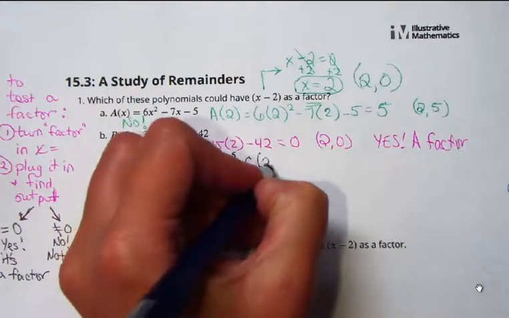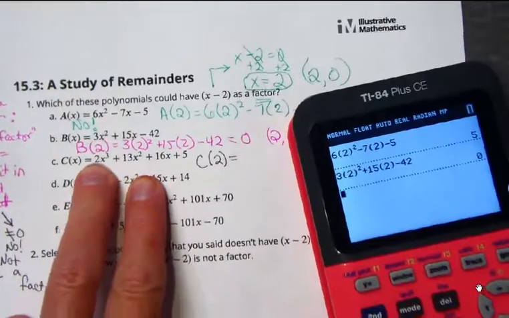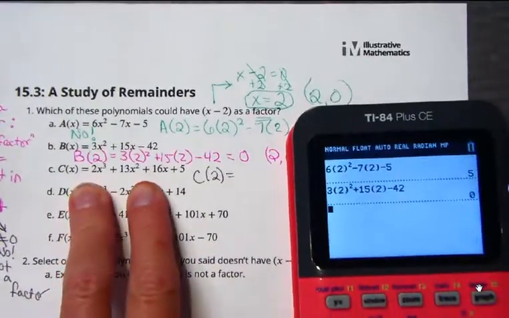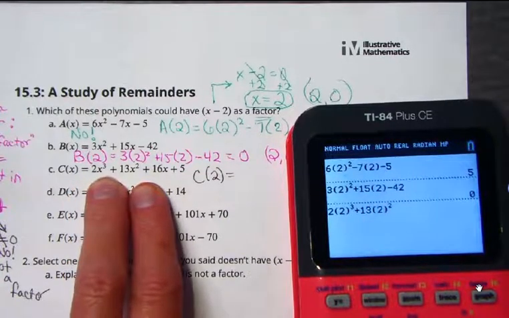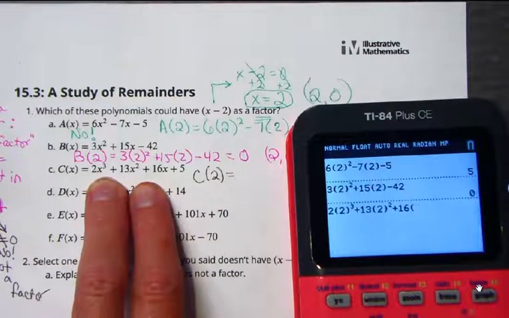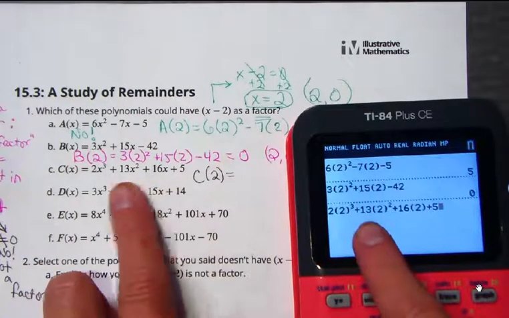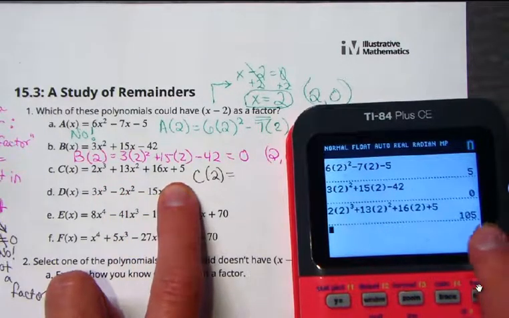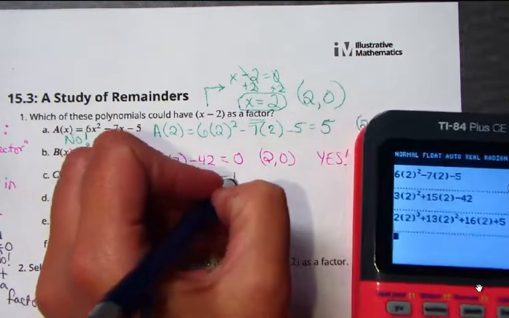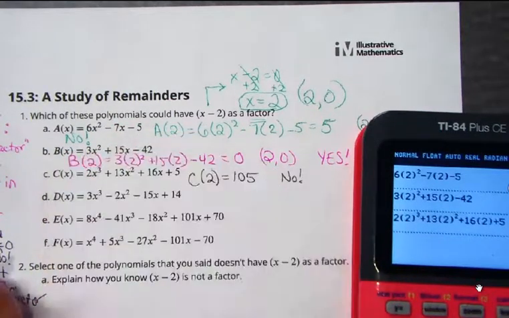C of 2, when I plug it in, I'm not going to write out the whole thing, but I am going to get it into my calculator. I'm going to keep track of what my answer was. 13(2) squared. Double check that I typed that in right. Enter. 105. No. Not a factor.